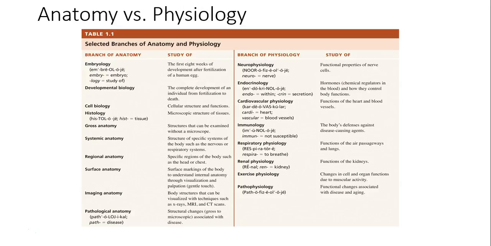Histology is the microscopic study of tissues. Gross anatomy is a study of structures that can be seen without a microscope. Systemic anatomy is the structure of specific systems. Regional anatomy, you study everything about a particular region, and so on.